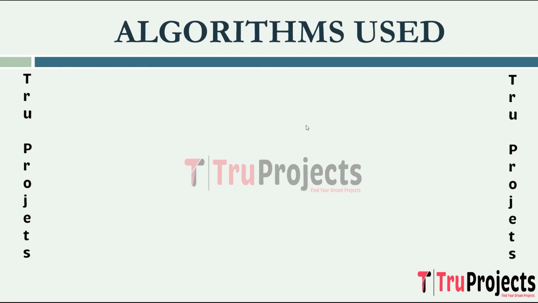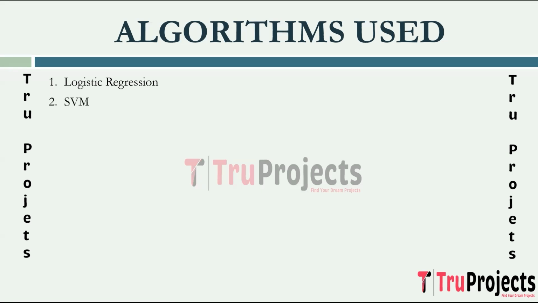Now we will know what are the algorithms used in the project. The first algorithm is logistic regression. It is a statistical model used for binary classification. It predicts the probability of an instance belonging to a particular class and applies a logistic function to transform the output into a range between 0 and 1. It is commonly used for binary classification tasks, making it suitable for scenarios where the goal is to categorize text data into two classes such as spam versus non-spam, positive versus negative sentiment.